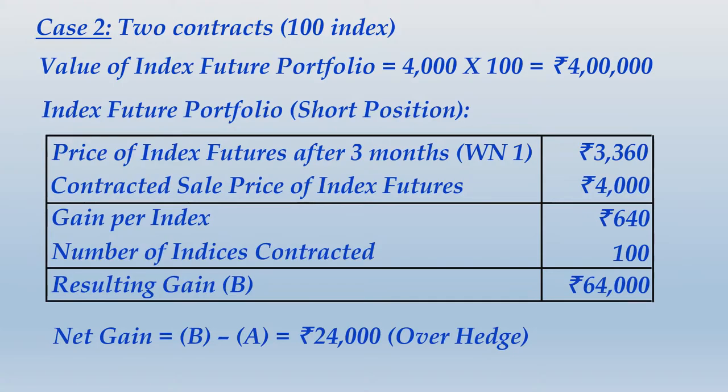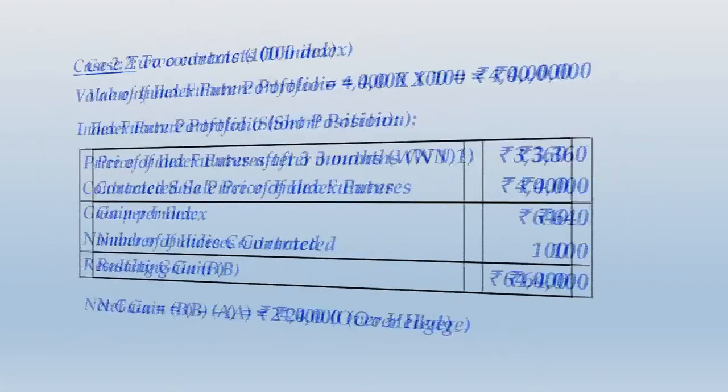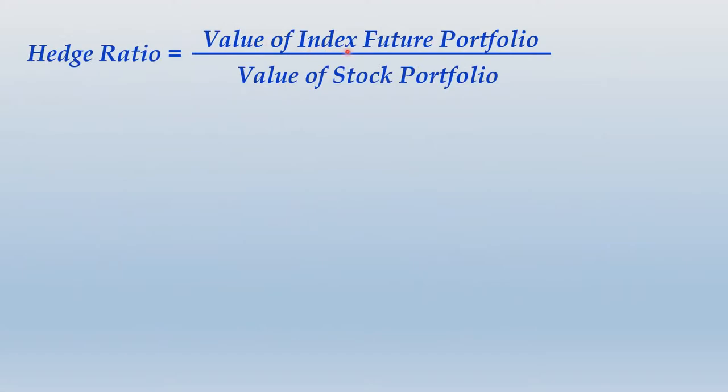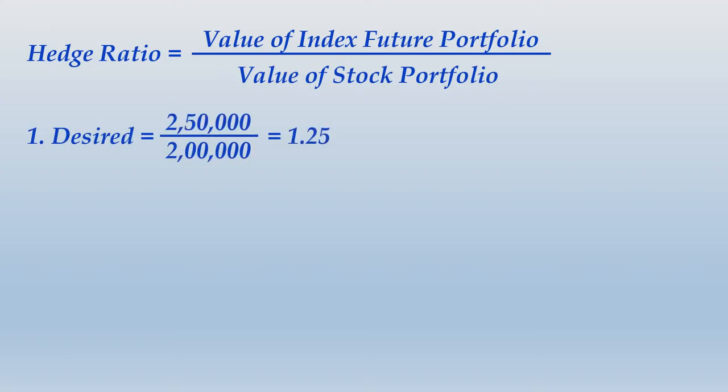Alright friends, once you are ready to move ahead, let us talk about hedge ratio. Hedge ratio is the value of index future portfolio divided by value of stock portfolio. So what was desired? If you see, the desired value of your index future portfolio was 2,50,000 and the value of your stock portfolio is 2 lakhs. So basically, desired was 1.25. So your hedge ratio should match with beta. You know, beta was 1.25. So hedge ratio must match with beta if you want to create a perfect hedge.